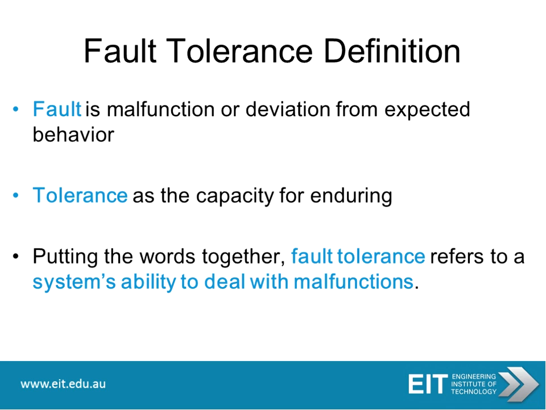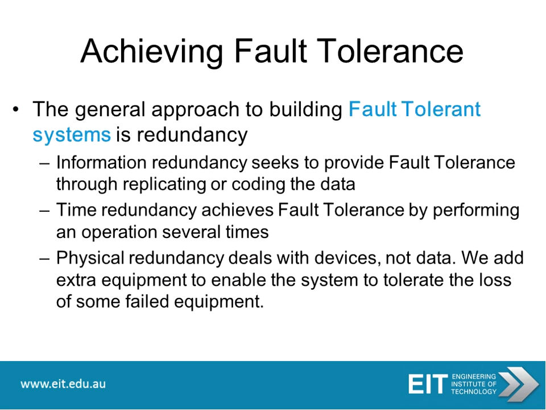Now, if you look at fault tolerance definitions, starting with fault, what is a fault? Fault is a malfunction or deviation from the expected behavior. Tolerance has the capacity for enduring, and putting the words together, we get to fault tolerance, which then refers to a system's ability to deal with malfunctions. Now, the general approach to building fault-tolerant systems is redundancy. So we ask the question, how do we achieve fault tolerance?